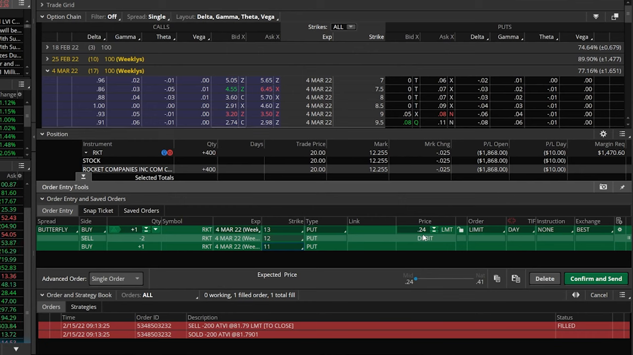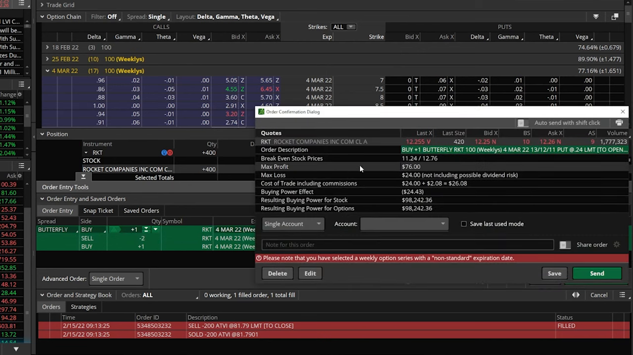Since we're going to be paying 24 cents for it, we know the max profit on this butterfly would be 76 cents, or 76 bucks. And if we came down here to confirm and send again, we could see it spelled out once again. Max profit, 76 bucks, so it does all the math for us.